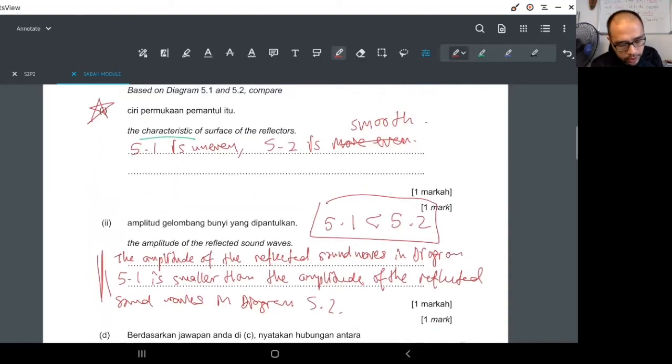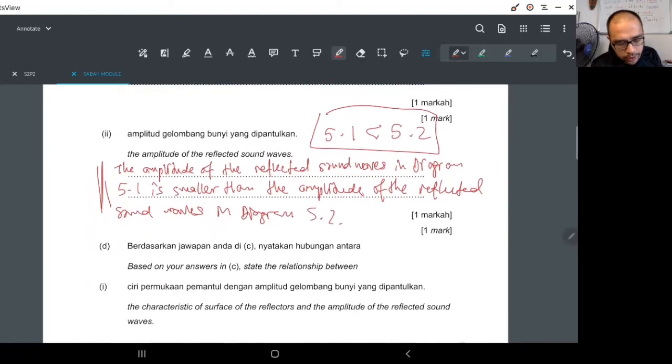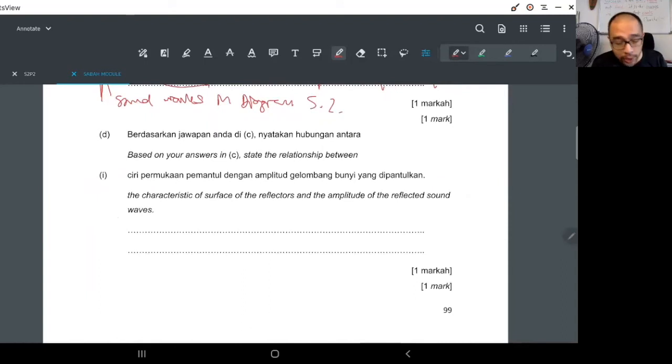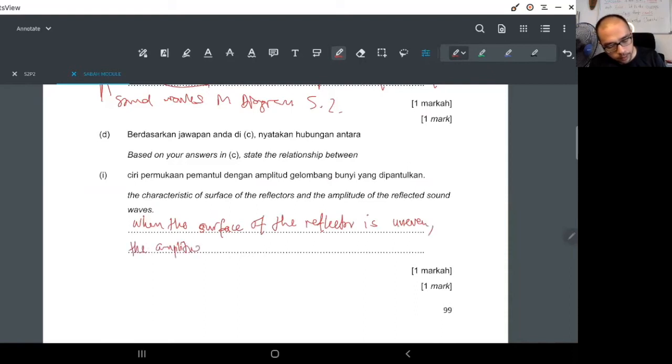We find that when it is uneven, the amplitude is smaller. So you only need to do it one way. You don't have to write it both ways. So you can say when the surface of the reflector is uneven, the amplitude of the reflected sound decreases or is smaller. You can also do this if you want.